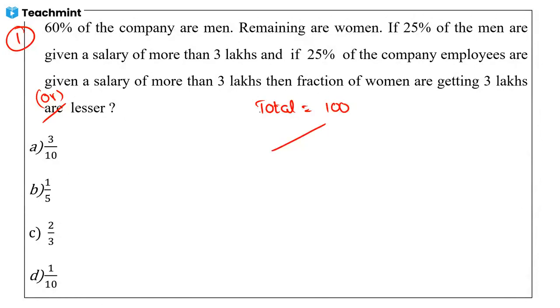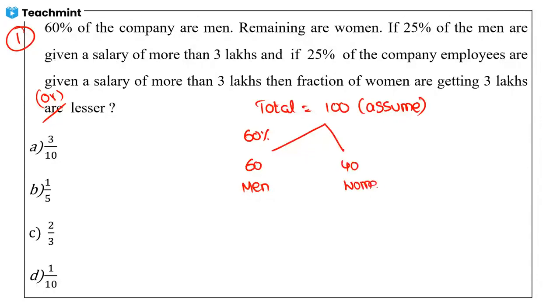Among 100, 60% are men. This is an assumption. So why you take 100, you can take K or you can take 1000, 10,000, your wish. Percentage means per 100. Percentage basic is 100. We're assuming 100, or else you can take 1000 or you can take K also. So 60% are men means 60 are men. Remaining are women means 40 are women.